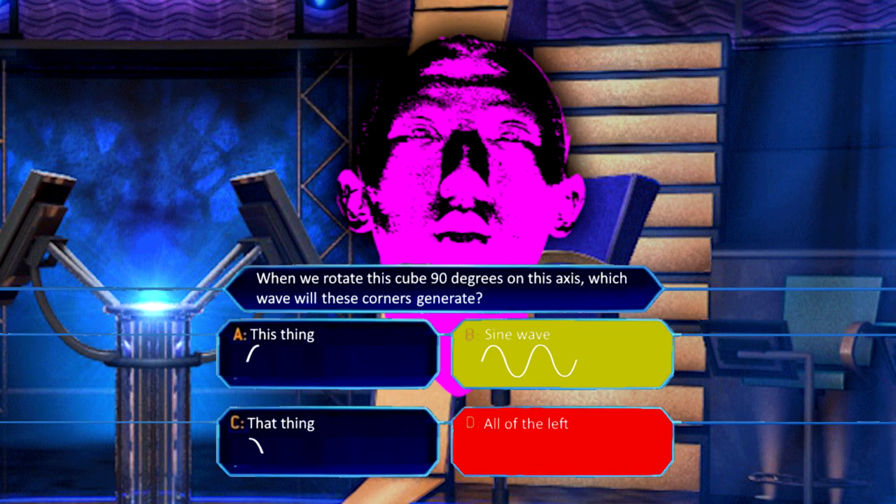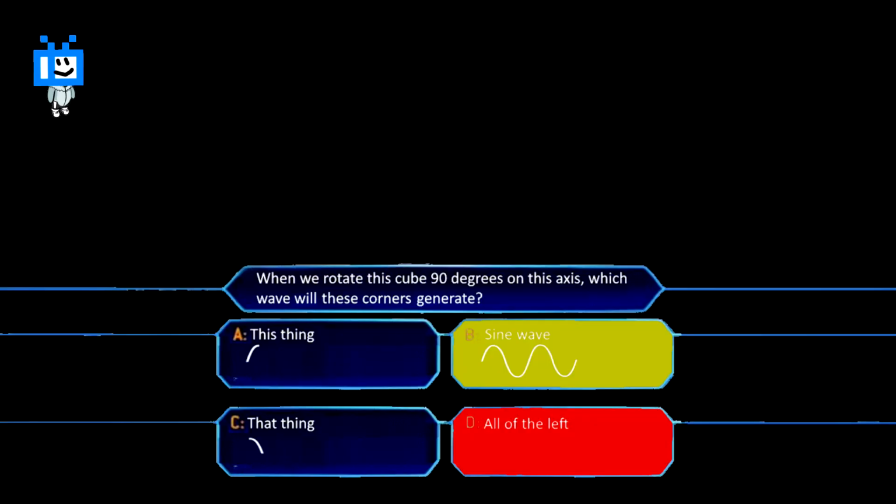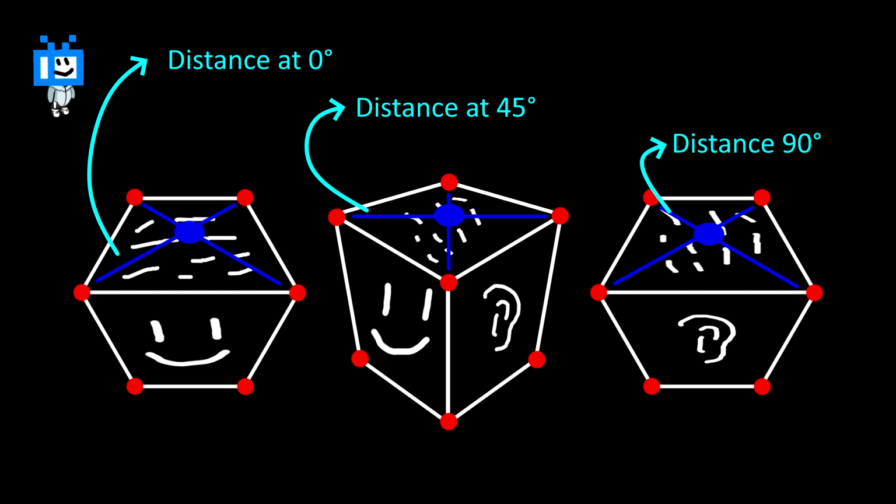Guys, are we sure this question is correct? The answer is all of the middle. It's basically the first 90 degrees of either sine or cosine, meaning it goes from 0 to 1 or 1 to 0 smoothly. So all we need to do is calculate this point's position from the center.